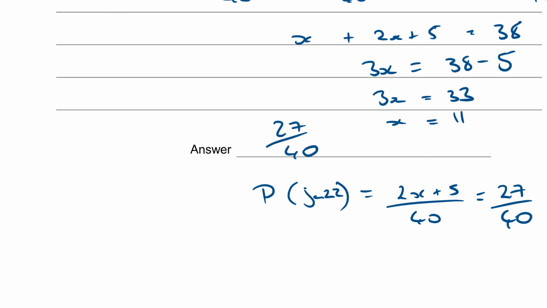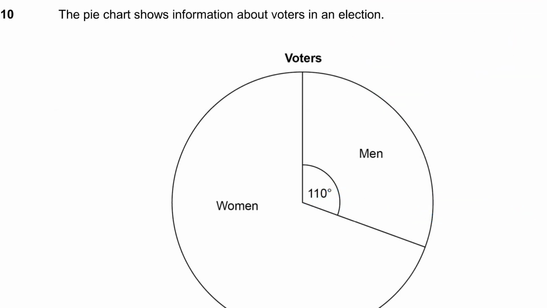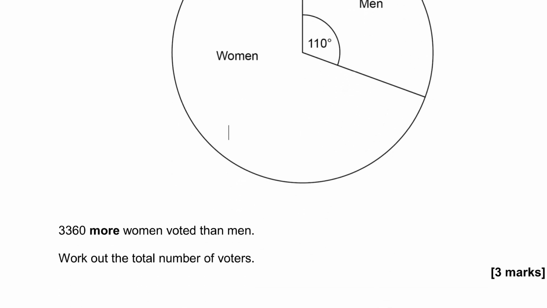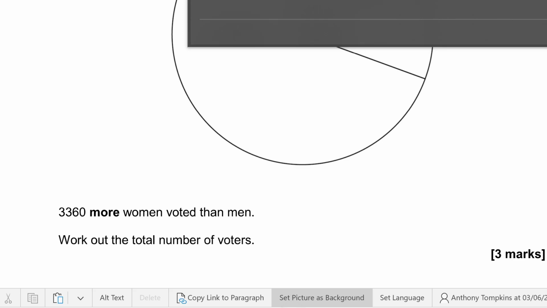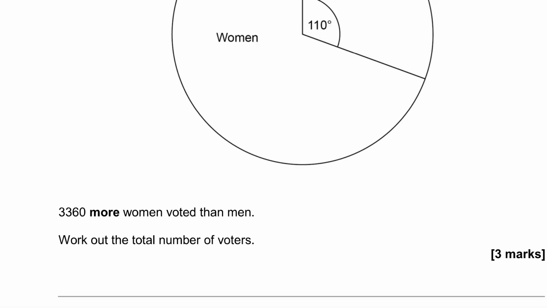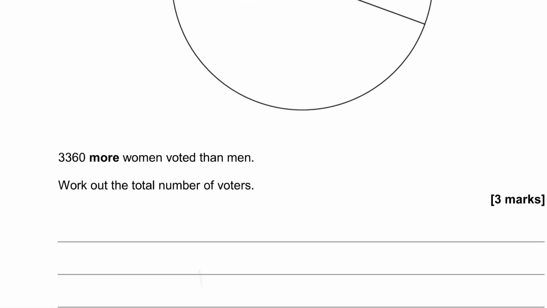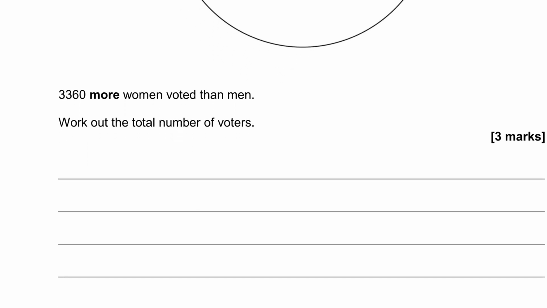Question 10. The pie chart shows information about voters in an election. You can see that more women than men voted. Almost twice as many women than men. Or was it more than twice as many? 3,360 more women voted than men. So work out the total number of voters.